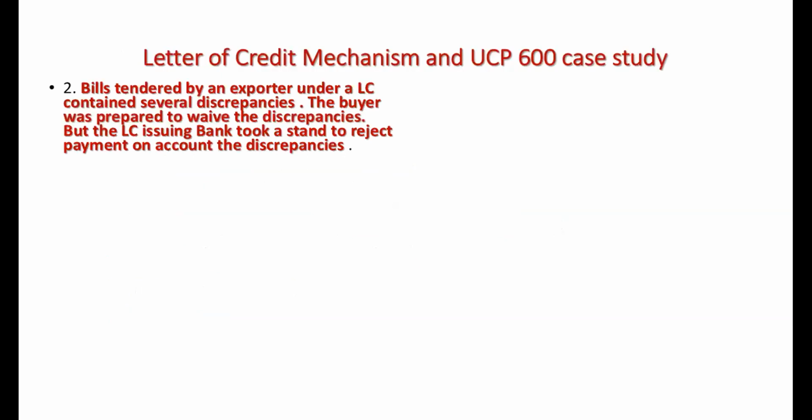So in the letter of credit mechanism, 2 questions will be shared. You look at the question. Bill tendered by an exporter. The exporter is the beneficiary of an LC. He submits the bill, but the bills are with some discrepancies. Discrepancies means the bills are not as per LC terms. Maybe delayed presentation, overdrawn, anything can be a deviation. That is what they call discrepancy.